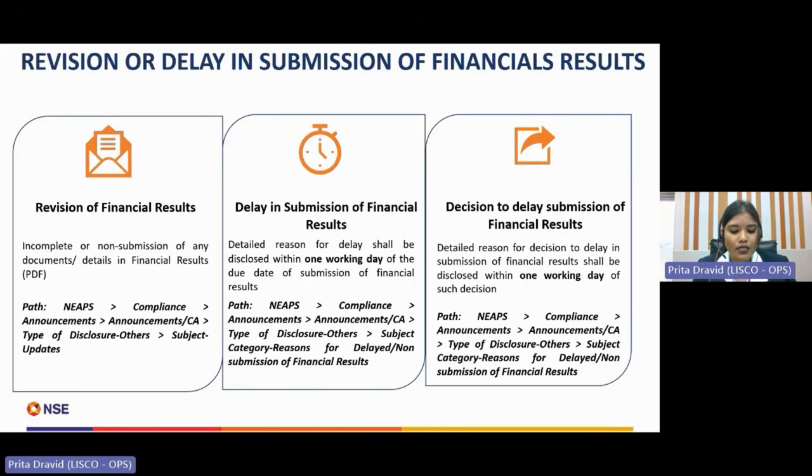Please refer to the path displayed on the screen under the reason for delay in submission of financial results. Or, if the decision to delay the results was taken by the company prior to the due date, the company shall disclose the detailed reason for such delay to the stock exchange within 1 working day of such decision on the path mentioned on the screen. Please refer to the reason for delay in submission path. Kindly note, companies are requested to file the outcome of board meeting in PDF first, then proceed with the filing of XBRL for the same.